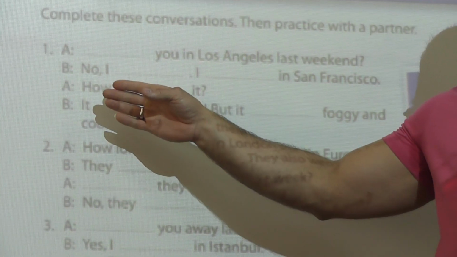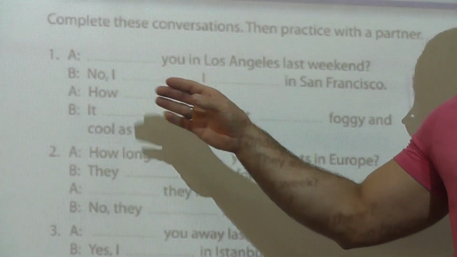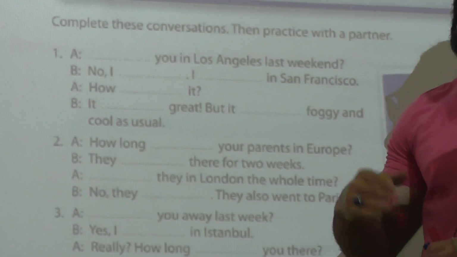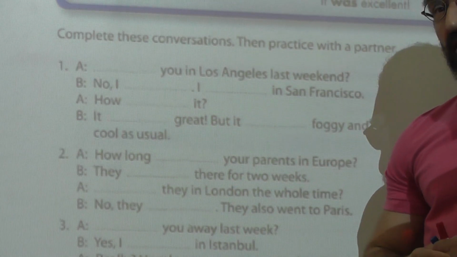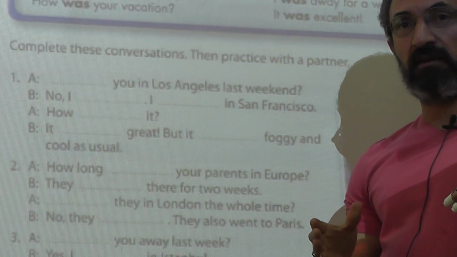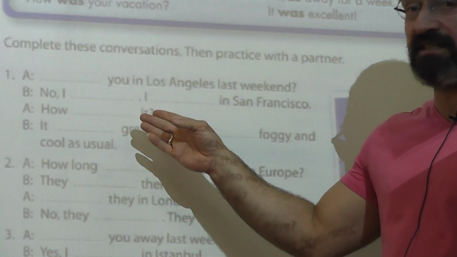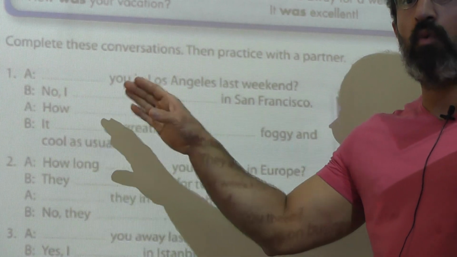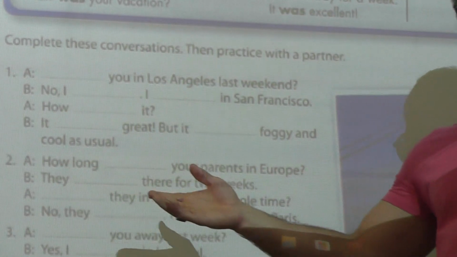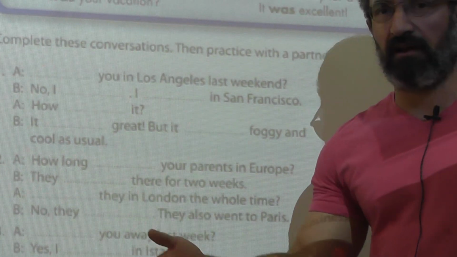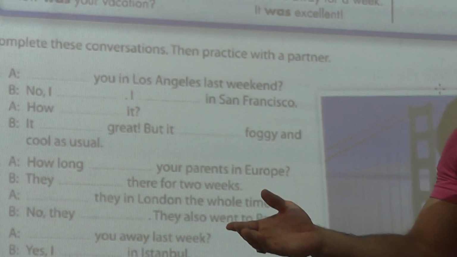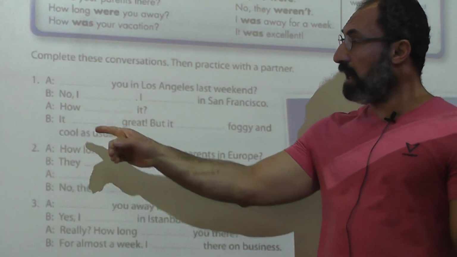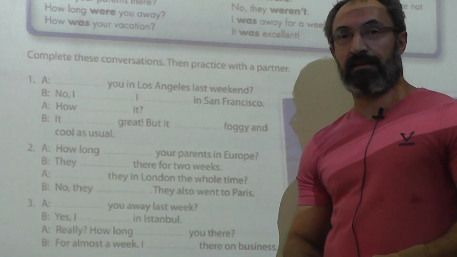Next. Here my question started with WH, which is how. How space it? Is it how was or how were? Okay, ask yourself. Here I have a subject which is it. It's singular, by the way. So, how was it? How was it? How was the atmosphere? How was the weather? Tell me. It is space great.